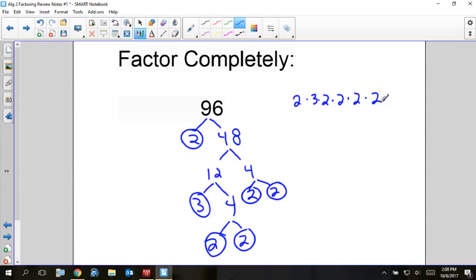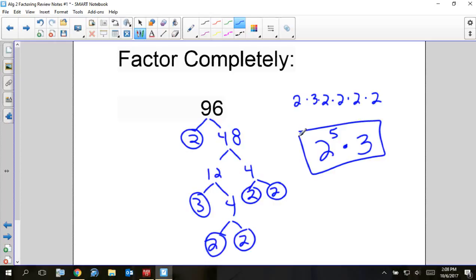Three times what? Be brave, take a risk. 2 to the 5th. Yes. And I just put 2 to the 5th first because I put them in numerical order, but it doesn't really matter what comes first. That would be 96 factored completely. So if I multiplied 2 to the 5th times 3, I would get 96.